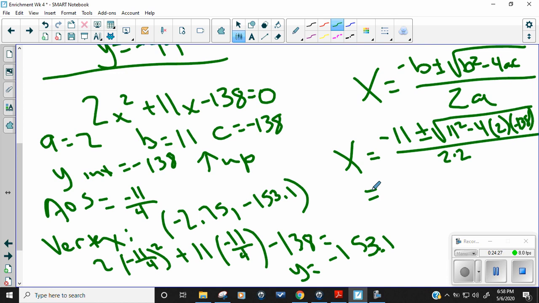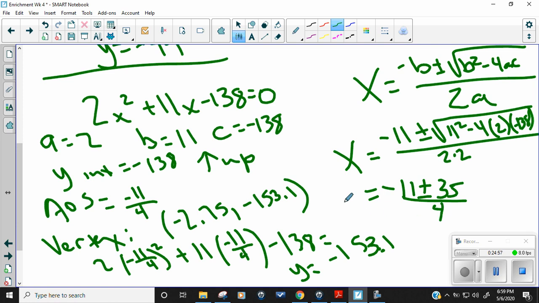121 minus 8 times negative 138. 1225. Do you guys know what the square root of 1225 is? It ends in a 5, but I didn't know it. Okay, so it's 35. Oh, my board that I'm writing on is slanted. Okay, negative 11 plus or minus the square root of 1225, which is 35, all over 4.